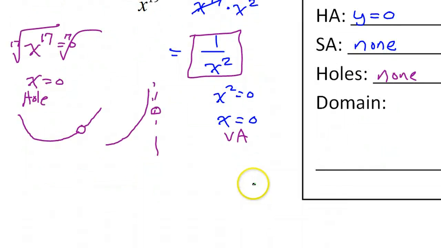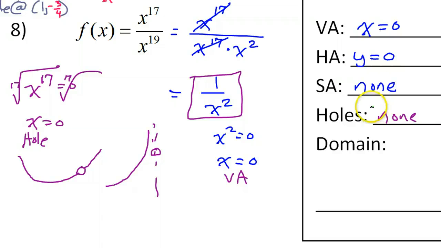So the moral of the story is, if you have a vertical asymptote and a hole at the same place, the vertical asymptote wins. Okay, just call it a vertical asymptote, not a hole.